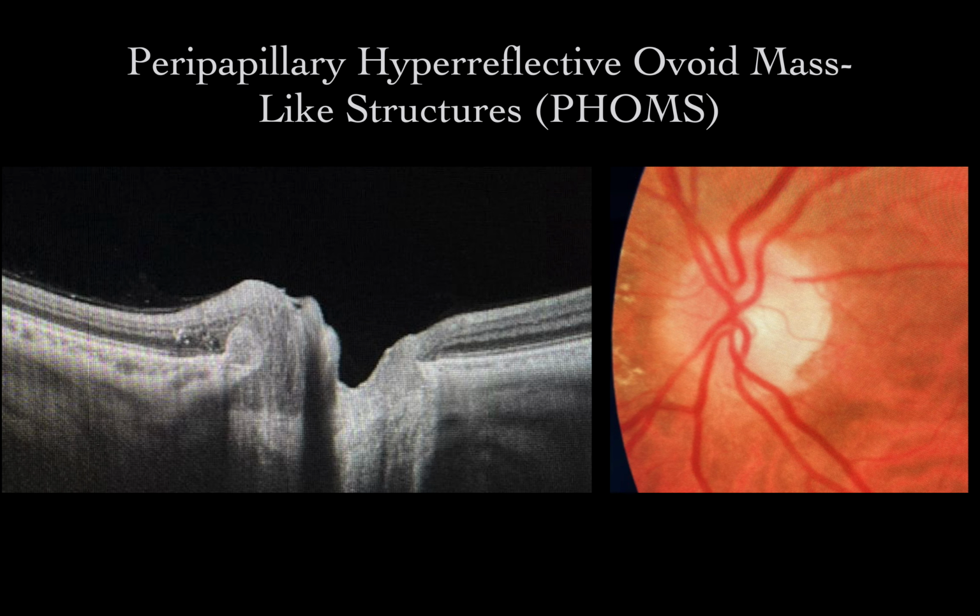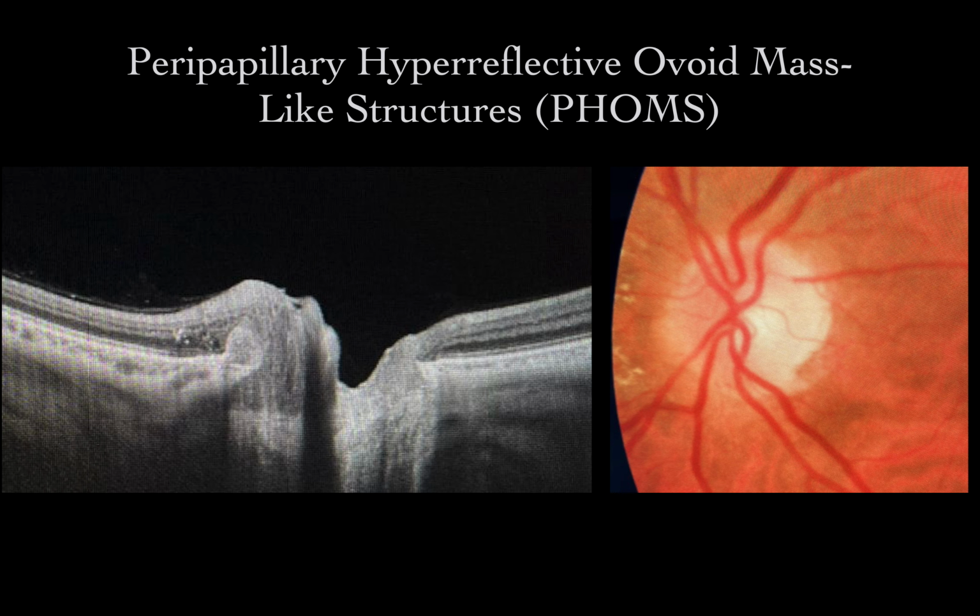Indeed, some of the common conditions associated with PHOMS are papilledema, AION, central retinal vein occlusion, optic neuritis, tilted disc syndrome, among others. The two main differential diagnoses of PHOMS are anomalous optic disc vessel and optic disc drusen.